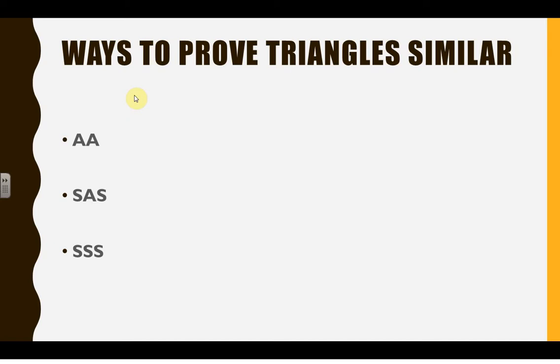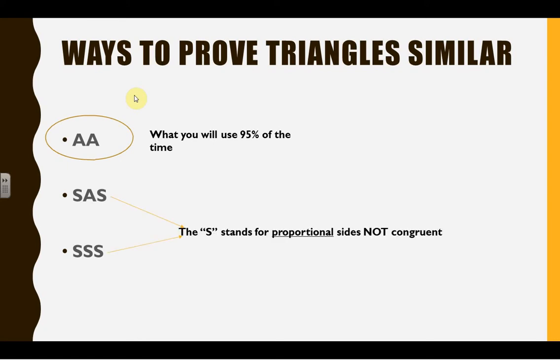Now the difference between this and the ones you've done before is that the sides don't stand for congruent sides in this case. They stand for proportional sides. You're going to use angle-angle 95% of the time, okay? It's just how it works. The other two, again, the S stands for proportional sides, not congruent.